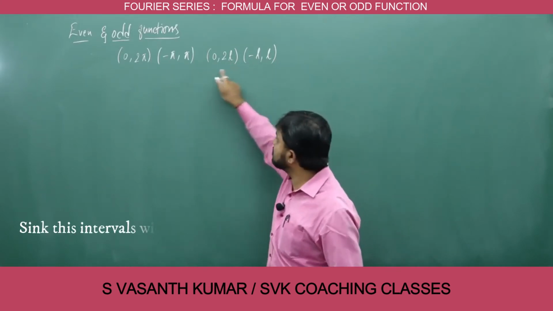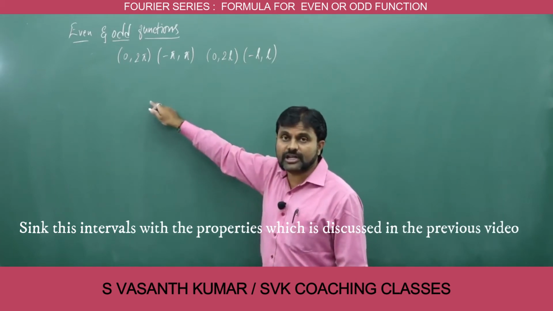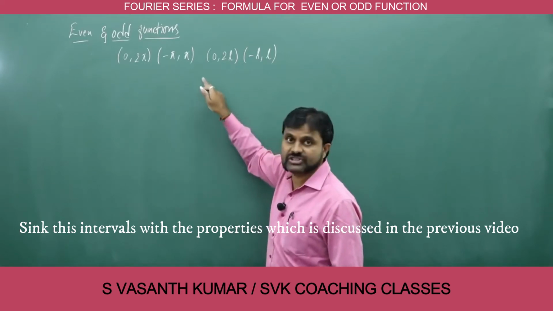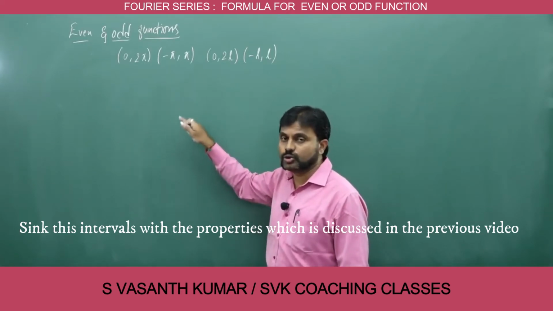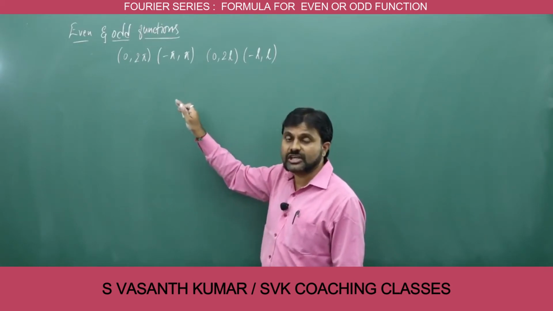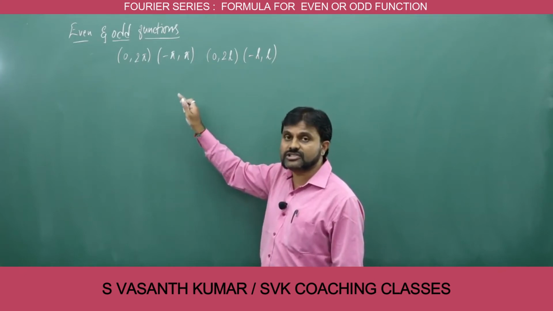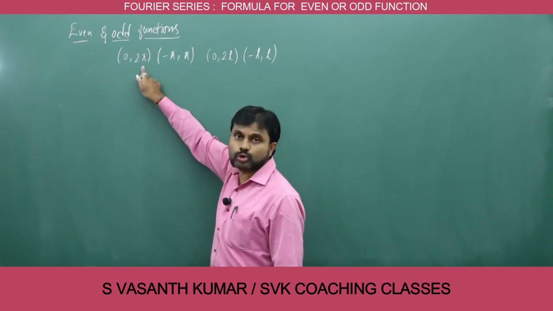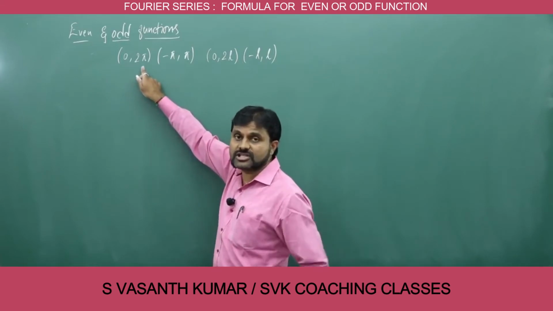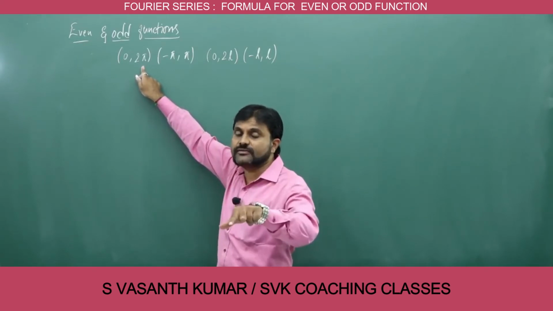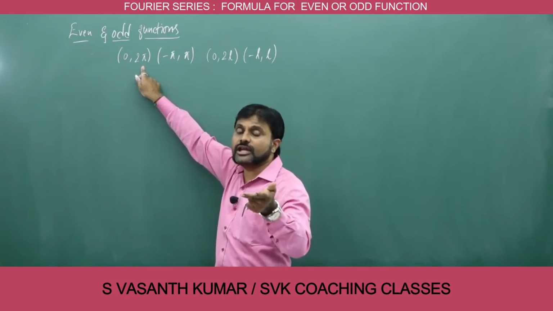Now, sync this interval with property 2 and 3. Sync these intervals with property 2 and 3, then we will come to know how to express the Fourier series for functions like even or odd function. If you get the interval 0 to 2 pi, then change the function x to 2 pi minus x. Then if you get back with f of x itself, then it is called as even function. If you get back with minus f of x, it is called as odd function.